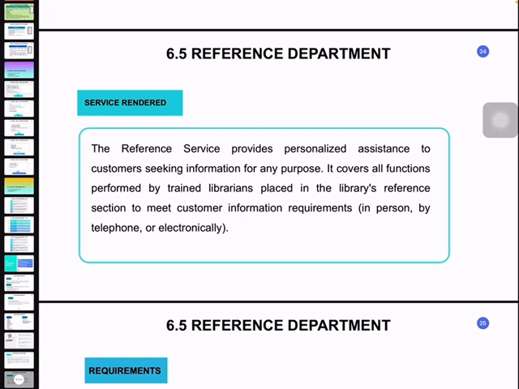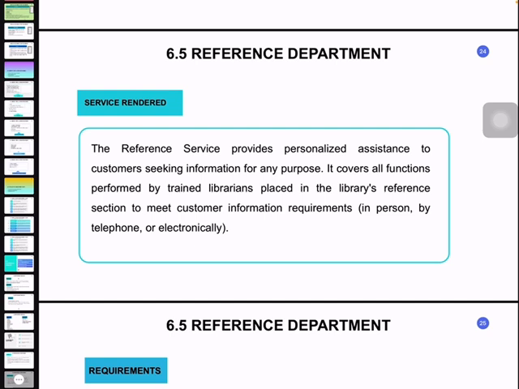These are the services rendered by the reference department. They provide personalized assistance, as I mentioned to you before, one-to-one consultation between a librarian and a user, to customers seeking information for any purpose. It covers all functions performed by trained librarians placed in the library's reference section to meet customer information requirements in person, by telephone or electronically.